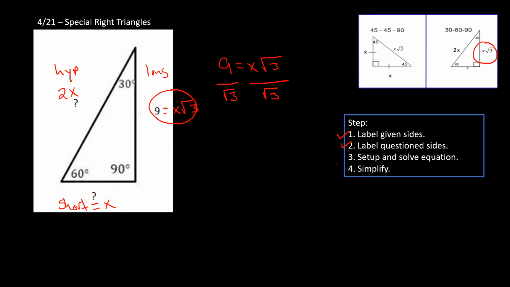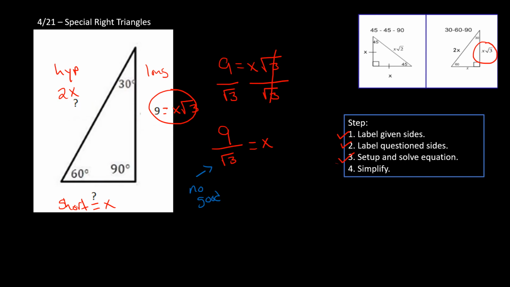So square root of 3 divided by square root of 3 simplifies out, giving us 1. So we're left with 9 over the square root of 3 equals x. So we set up and we solved. Great. Now to simplify, well, like I said before, this is no good. Okay, we don't want to have radicals in the denominator.